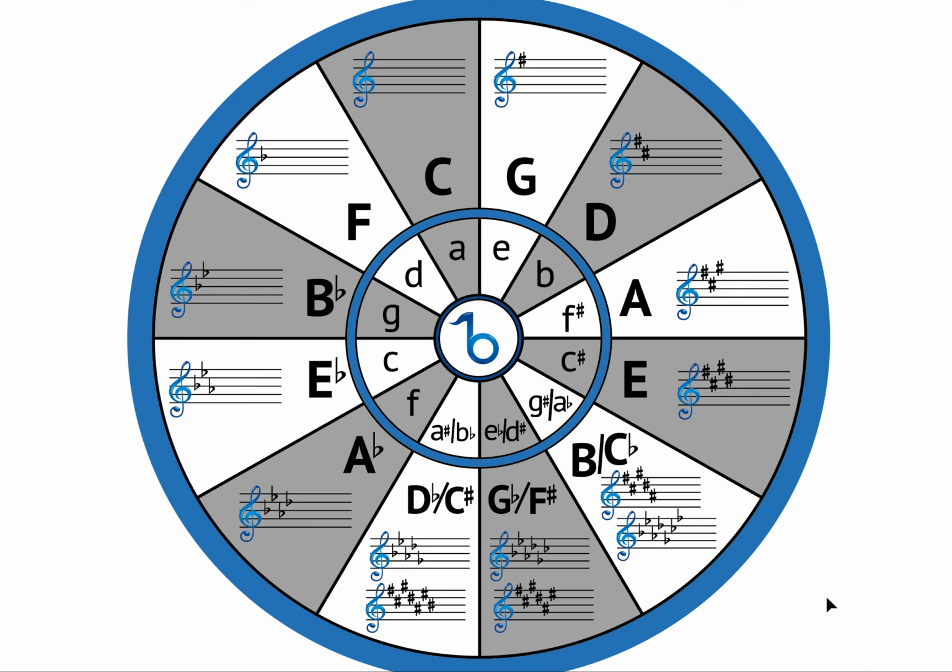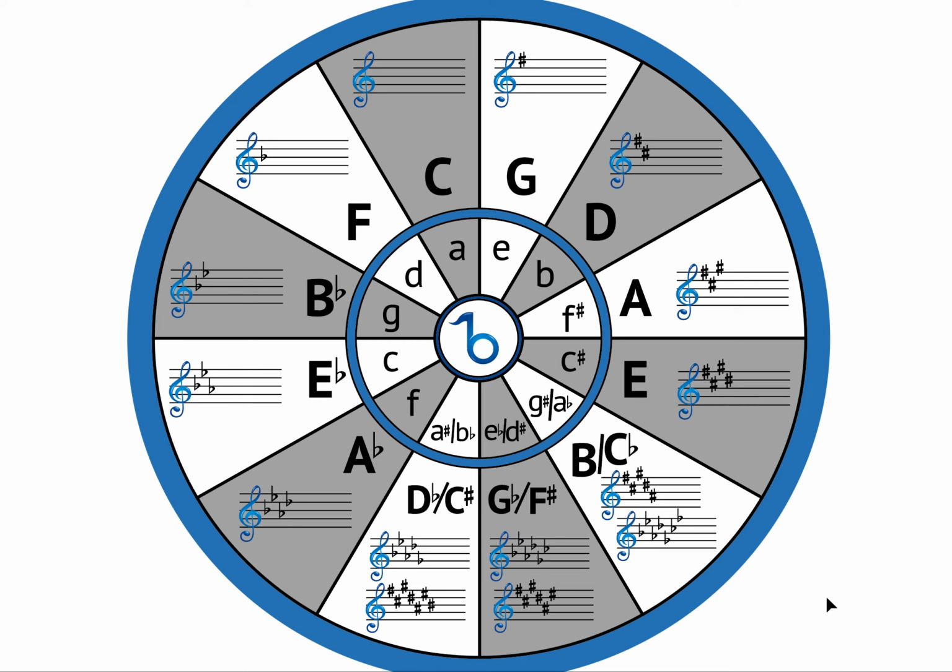And the reason why, for instance, C and A are together is because both of those are considered relatives to one another, relative major and relative minor. That's because they share the same key signature. They have the same notes in them. It's just that they are different because of their keynote and where they start.